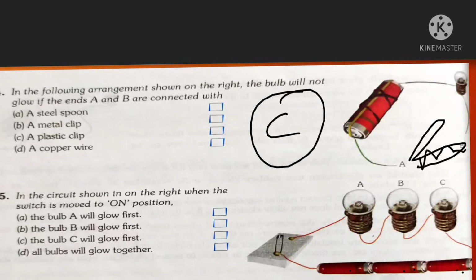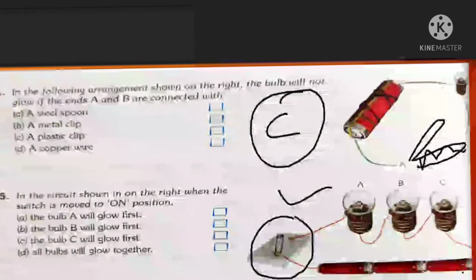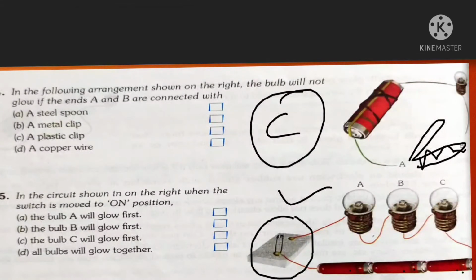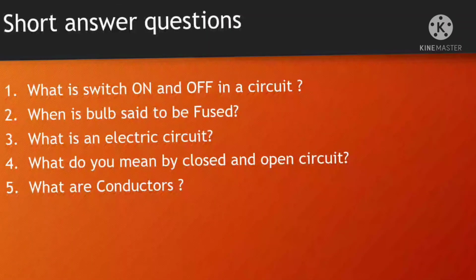So in the circuit shown here, when the switch is moved to on position, can you tell me in which position it is now? It is off. See, this is the switch and this is the off position. When the switch is moved to on position, bulb A will glow first, bulb B will glow first, C will glow first. All the bulbs glow together, just like when you switch on the light in your room and all are connected to one switch, they all light up. Fine. So my correct answer is D. All will glow together. Now next one.